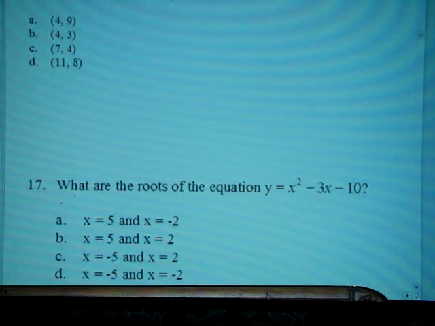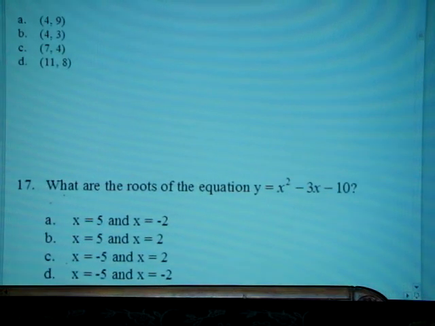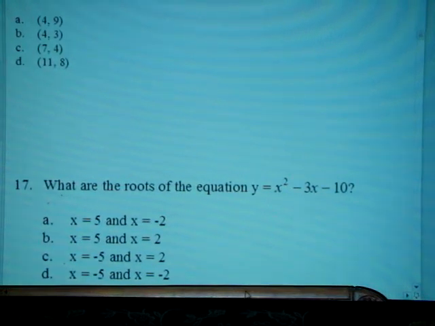Problem number 16 says the length of AB is 10 units. Point A is located at (1, -4) on a coordinate grid. Which coordinate could represent the location of point B? Now here's the thing that you need to remember: the distance formula tells how far 2 points are from each other on the coordinate plane.